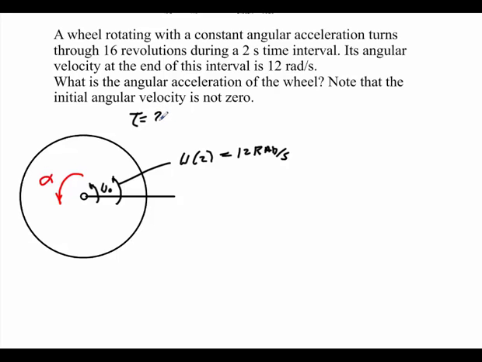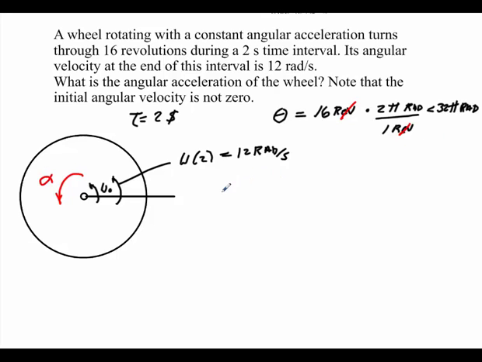And time is going to equal 2. Now what we need to do first is find out how many radians it has traveled in those 2 seconds. We know that it's traveled 16 revolutions, so we've got to convert that to radians. There's 2 pi radians in 1 revolution, so just multiply by 2 pi radians, which is the same thing as 1 revolution. My revolutions will cancel out, and I'll be left with 32 pi radians. Okay, so that's going to be my angular displacement in the 2 seconds.